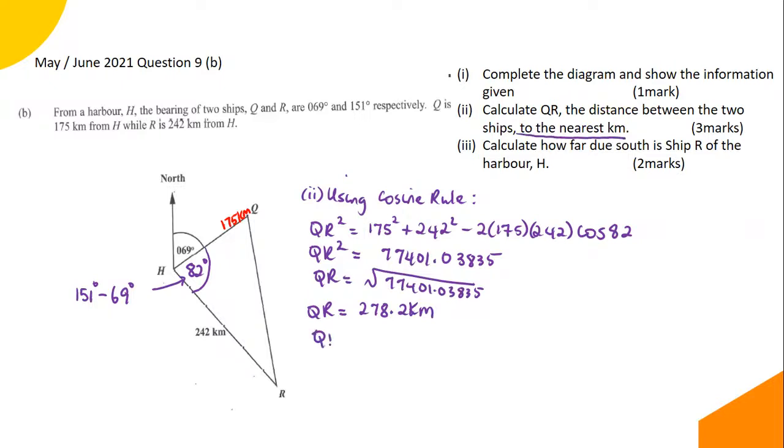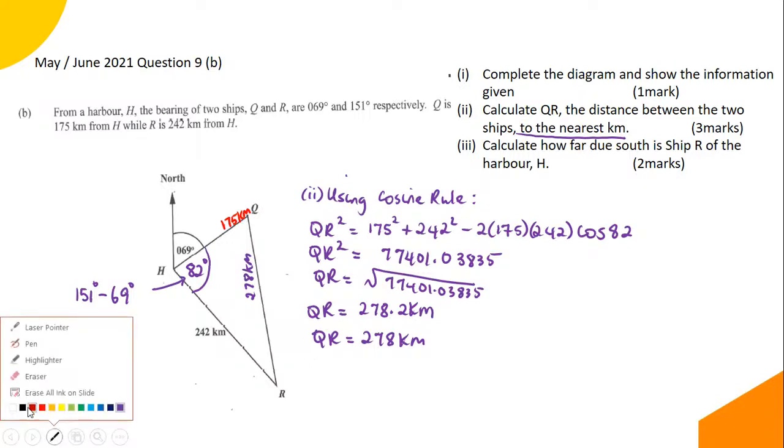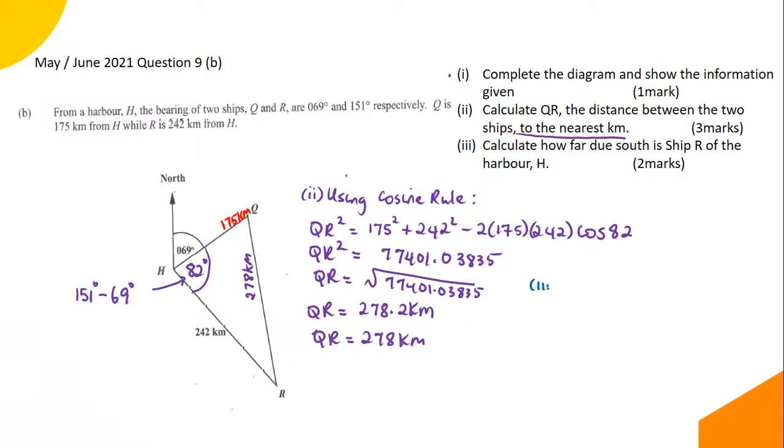So therefore you will put QR is equal to 278 kilometers. And we're going to write that in. QR is 278 kilometers, in case we need it for our next part of the question. Let me just change the color. Okay, so we are now on part 3.